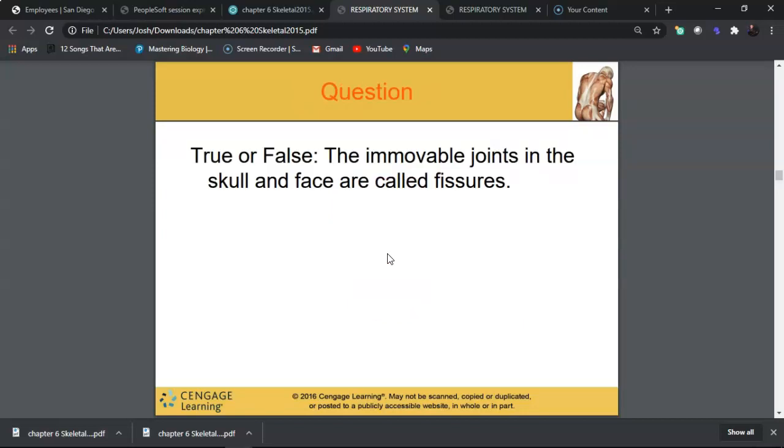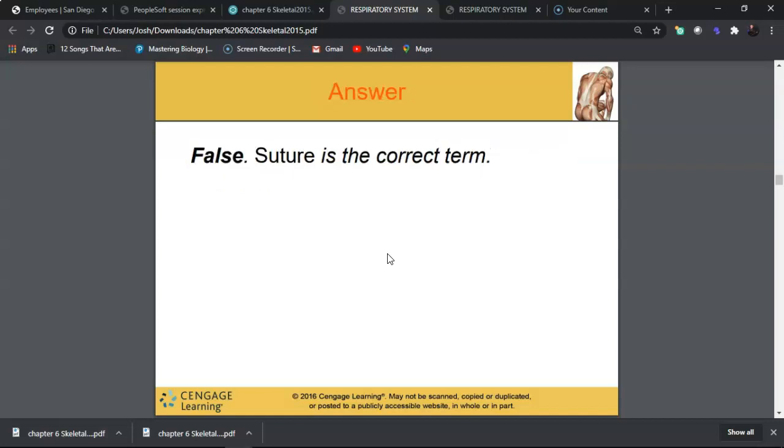True or false? The immovable joints of the skull and face are called fissures. We talked about a fissure as a crack or depression, so that is not what the immovable joints are called. They're called sutures.